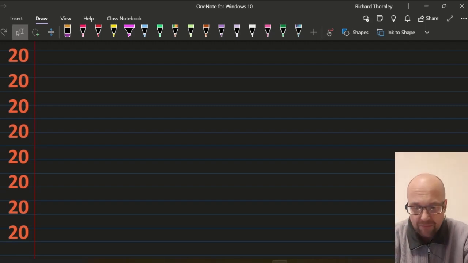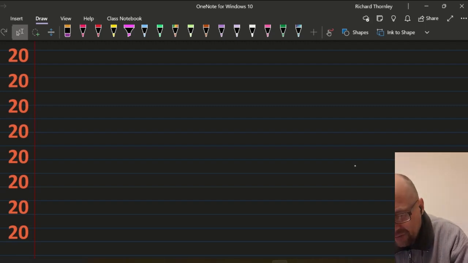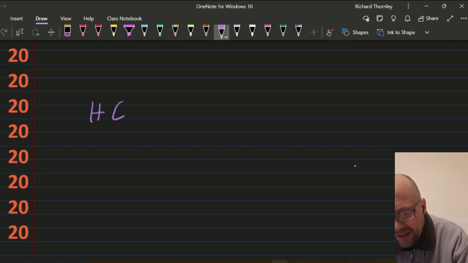So a weak acid is a proton donor. Yep, so let's choose methanoic acid.